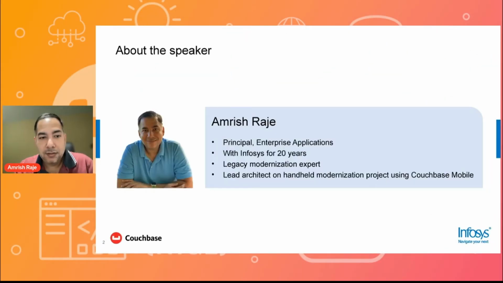Quickly, giving you a quick introduction of myself. I'm Amrish Raje. I've worked with Infosys. I'm a principal tech architect with Infosys. Have been here for 20 years, and I primarily specialize in application modernization, legacy modernization kind of projects.